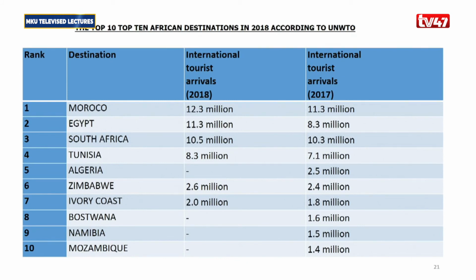And then if you look at the African countries, according to the United Nations World Tourism Organization, Morocco is the leading, followed by Egypt, South Africa, Tunisia, Algeria, Zimbabwe, Ivory Coast, Botswana, Namibia, and Mozambique. Automatically, this is the chronology. And if you look at 2017, this kind of trend is still repeated, basically with Morocco. There was an increase in 2018 from 2017. However, Egypt can be seen in two dimensions, as an African country, but at the same time Middle East. But according to the African ranking, it is number two.